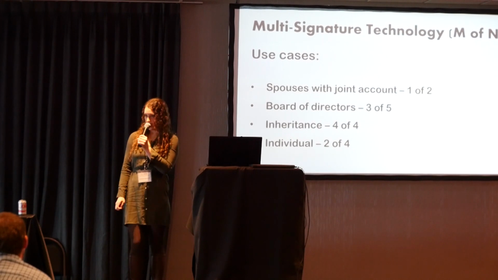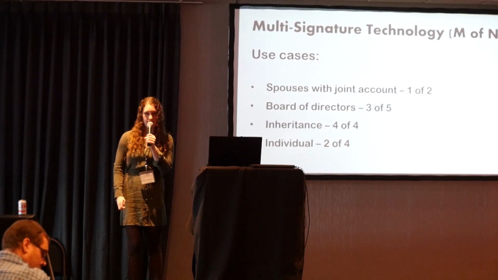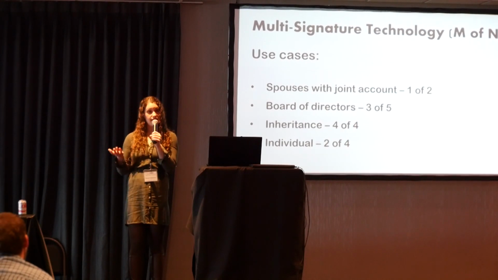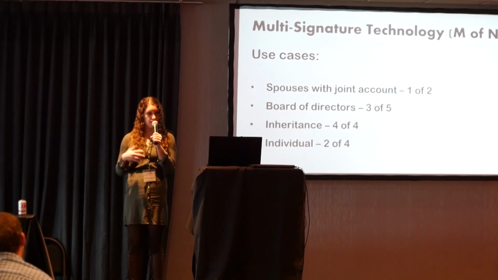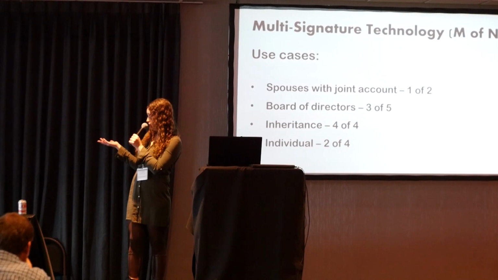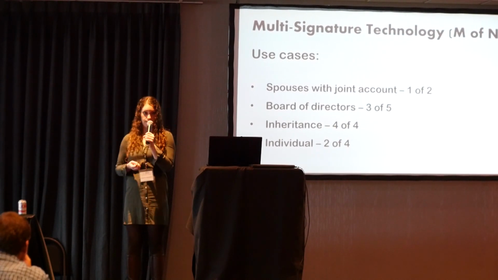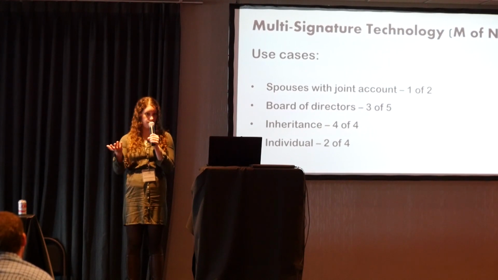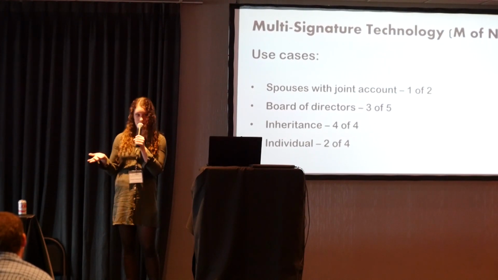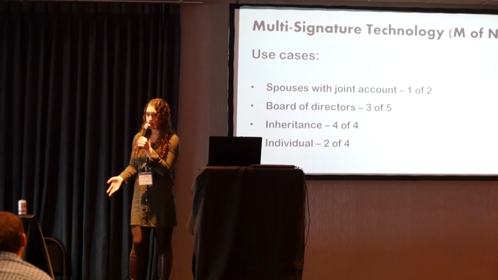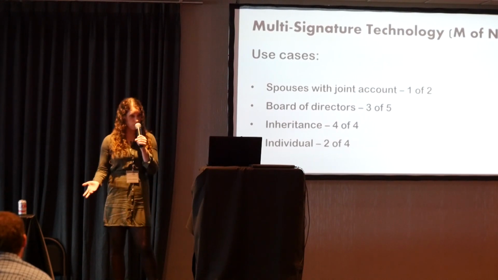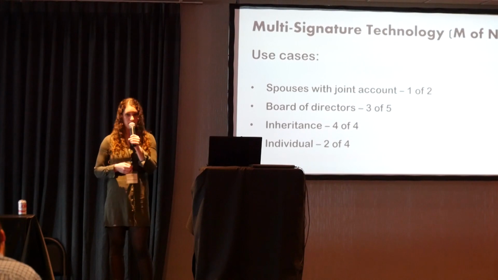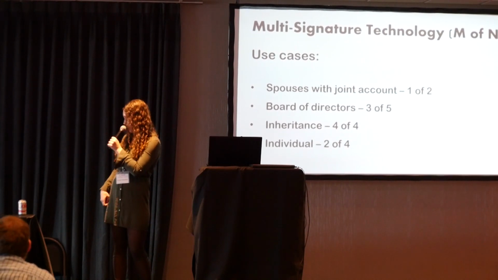So for instance, think about if you had a spouse and you wanted to have a joint Bitcoin account, and either one of you can send a payment out of that address. You might have a 1 of 2 multi-signature address where there are 2 keys, each spouse has one of the keys, and either one of them is required to send Bitcoins out. What if you had a board of directors for a company, with five board members, and you need 3 of them to approve expenses? Well, you can have a 3 of 5 multi-sig account.